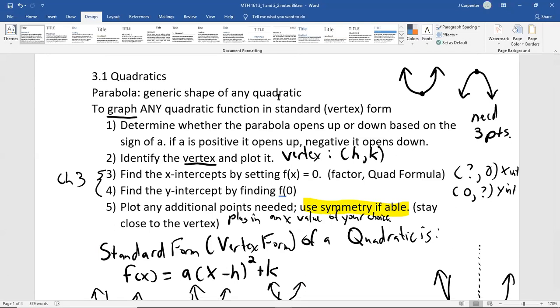All right, so let me switch to the whiteboard. So we can do example 1A. Example 1, and I'm going to say graph, include the axis of symmetry.